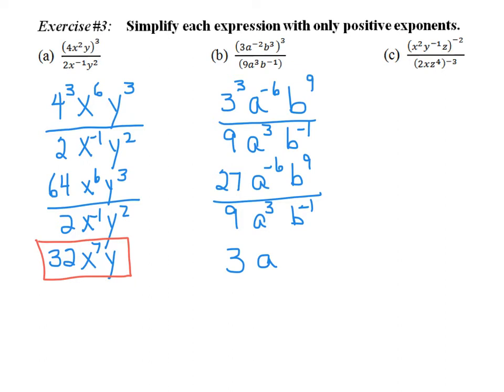So that would give me a to the negative 3rd power. Oops, I'm sorry, I made a mistake there. That should be a to the negative 6 minus 3, which is negative 9. For b, I'm going to subtract 9 minus negative 1, and that gives me b to the 10th. So rewriting this with a positive exponent, that would be 3, and b to the 10th would stay in the numerator, but the a to the 9th would go to the denominator.